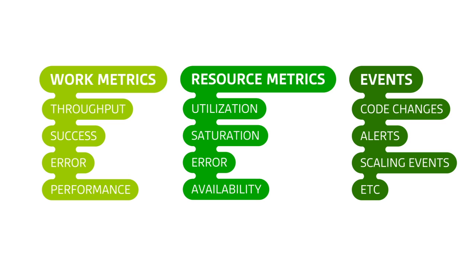But if there's a new deploy and utilization goes from 2% to 90%, and throughput goes from 90 million requests per second down to 2, well, that tells you a much fuller story, which may be a result of that code change.